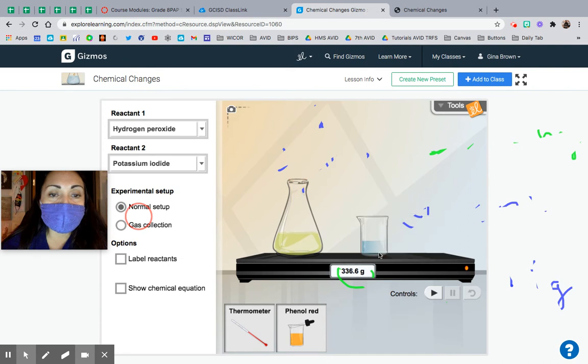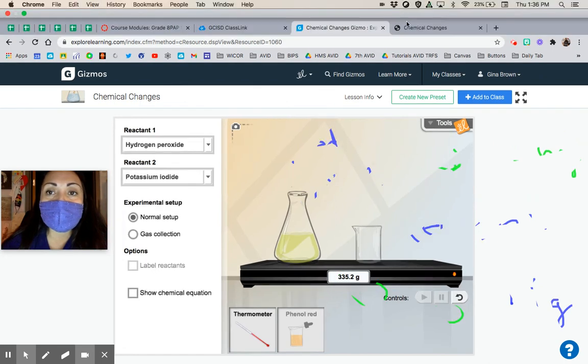So I'm going to go back to normal setup and do it one more time so y'all can see. 336.6 goes in, bubbles, fizzing, color change, and 335.2. So a 1.4 mass loss.